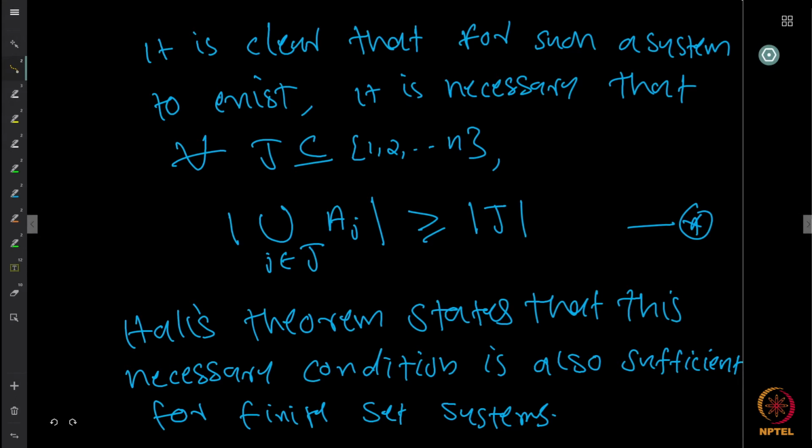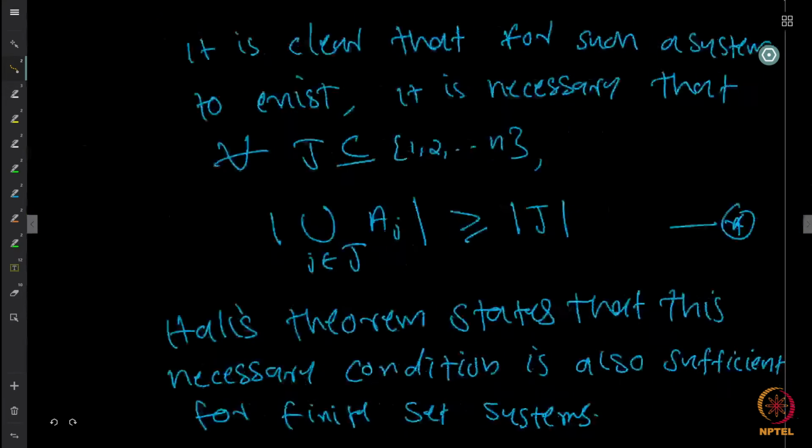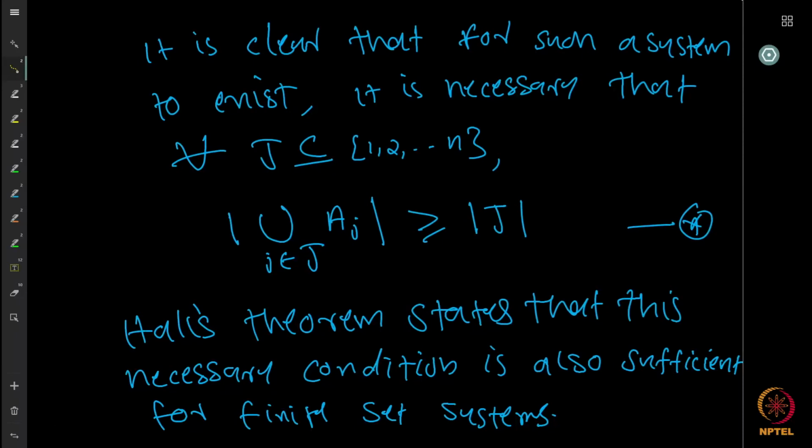But Hall's theorem says that if this property is true for every subset, then we can find a system of representatives for finite set systems. So if the set system is finite, that is, we are looking at only finite sets, then we can do this. If we are looking at infinite sets, it need not be true. So for finite set systems, when every set that we are considering, A1 to An, is a finite set, then we can find a system of distinct representatives according to Hall's theorem. So this is what we want to prove.